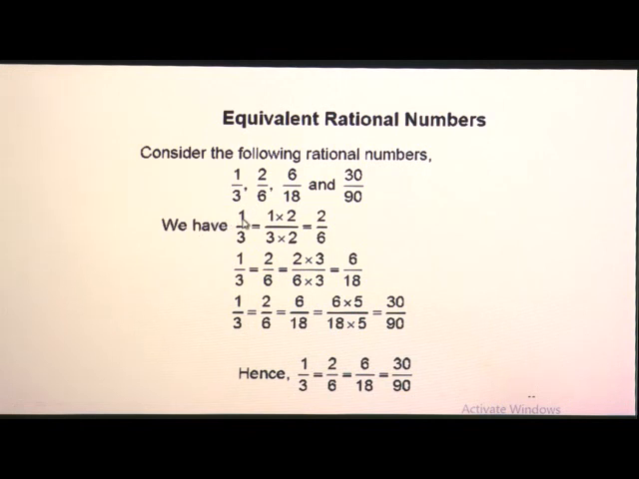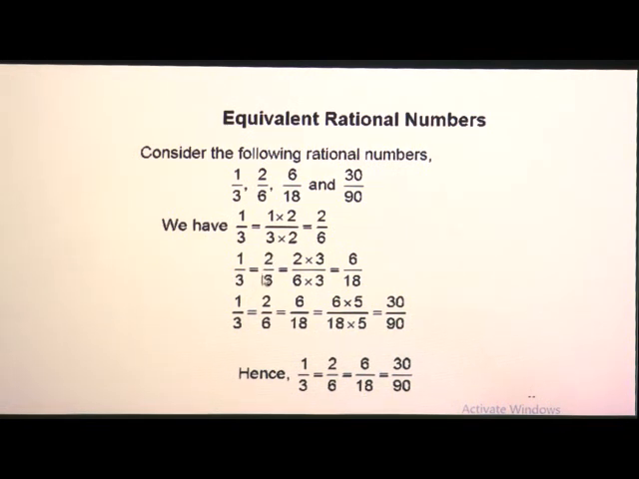Now, we have 1 upon 3. If you multiply 1 by 2, you know that to find an equivalent, we multiply the same number in the numerator as well as in the denominator. So, 1 multiplied by 2 is 2, and 3 twos are 6. So, we get 2 upon 6. Here 1 upon 3 is equal to 2 upon 6. Yes, you are right, because these are equal.